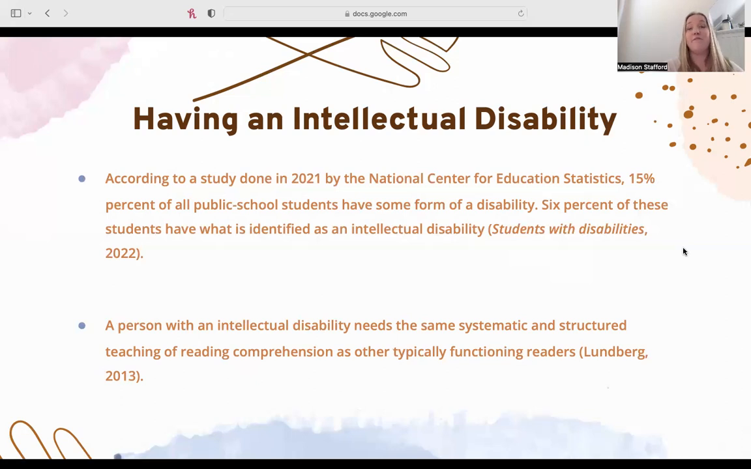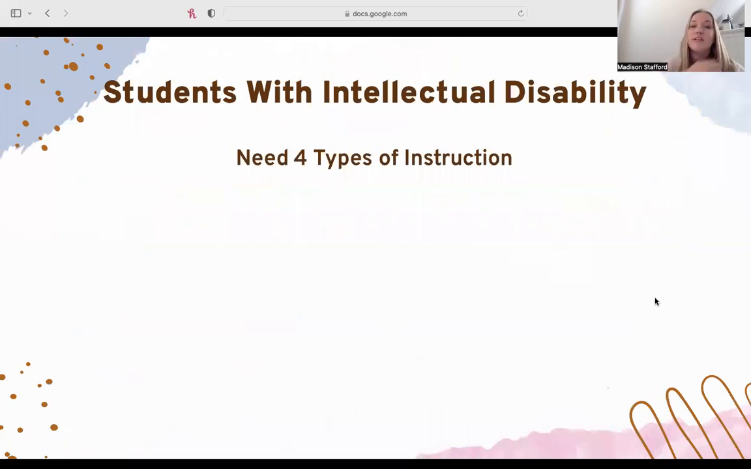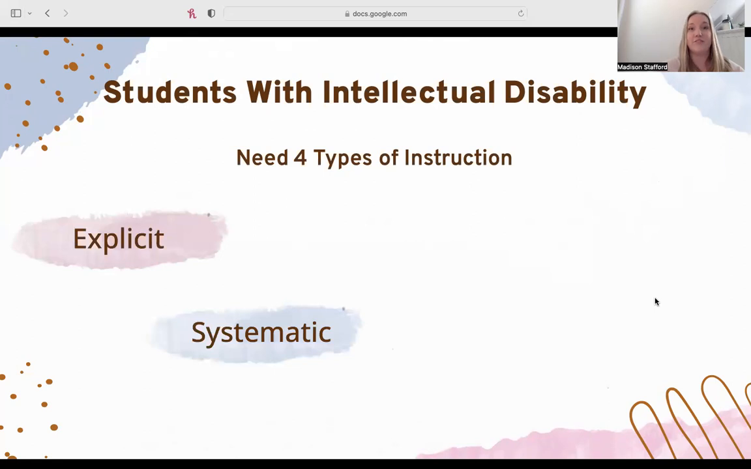Reading is a gateway for so many things in life and for so many opportunities. And children with ID need effective strategies for reading and for reading comprehension. Students with ID, what do they need? They have 4 types of needs when it comes to types of instruction. So first, I would like to tell you about these. So I found that these students need instruction that is explicit. They need instruction that is systematic. They need instruction that is structured. And they need instruction that is very direct.